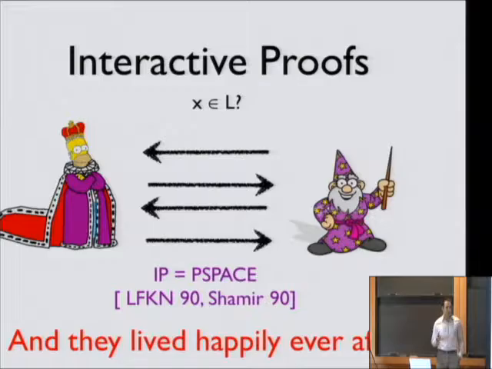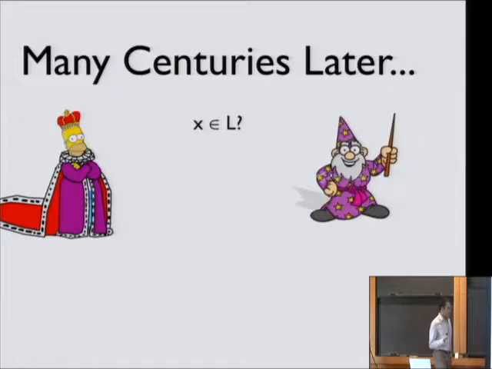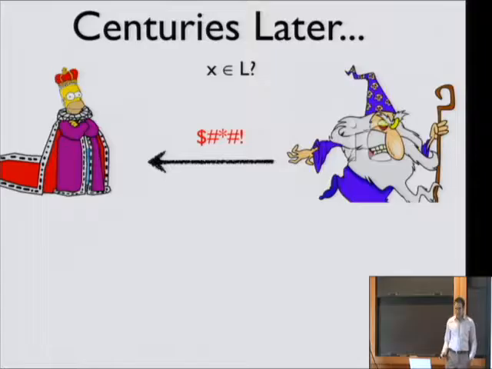Our story happens many centuries later. One day, Arthur comes to Merlin and says, solve this problem for me. Is this input x in this language L? Just like we've done hundreds of times before, all through these centuries. But this day, Merlin says, go to hell. I'm not going to solve any more problems for you. Arthur, recovering from some shock, says, I thought we were friends. Why are you doing this to me?